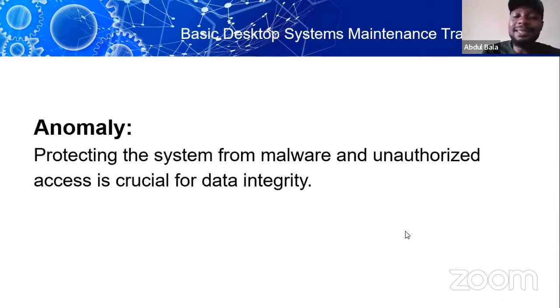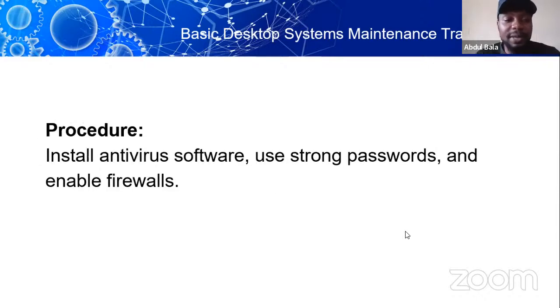Protecting the system from malware and unauthorized access is crucial for data integrity. We all can agree to that. And how do we do that? We make sure antivirus software is installed on the system, use strong passwords, and also enable firewalls within some of those systems in our station. This is very simple and straightforward. The antivirus not only helps you take out viruses, it also helps prevent them.